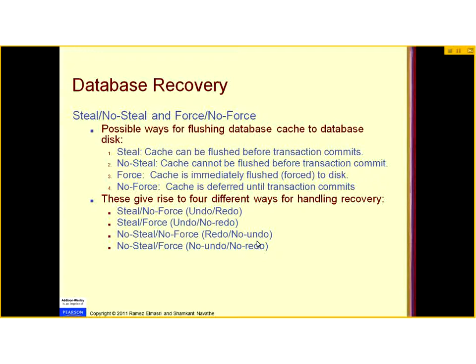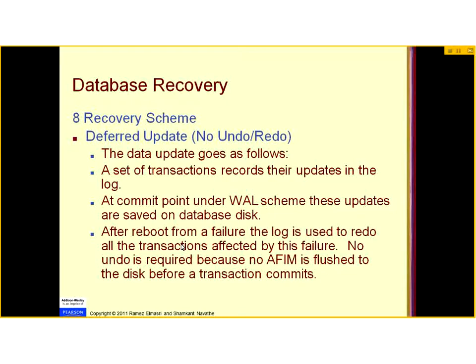And steal means that the transaction is not yet committed, but you can steal the data and write it on the disk. And then the force approach is that cache is immediately flushed to the disk, and no force means cache flushing is deferred until transaction commits. These give rise to 4 different ways of handling recovery: steal and no force, steal and force, no steal and no force, no steal and force. These 4 combinations occur, and we have to have recovery mechanisms for them.